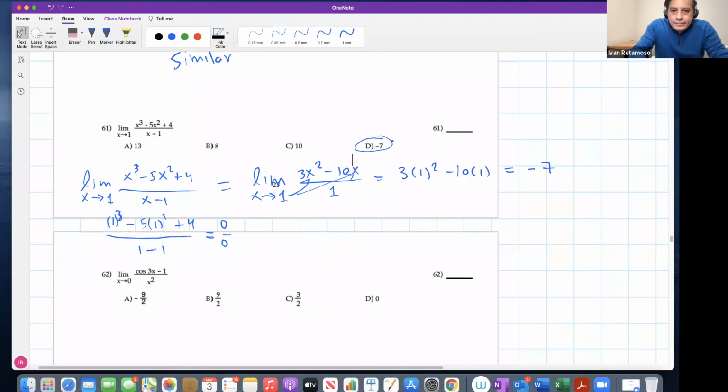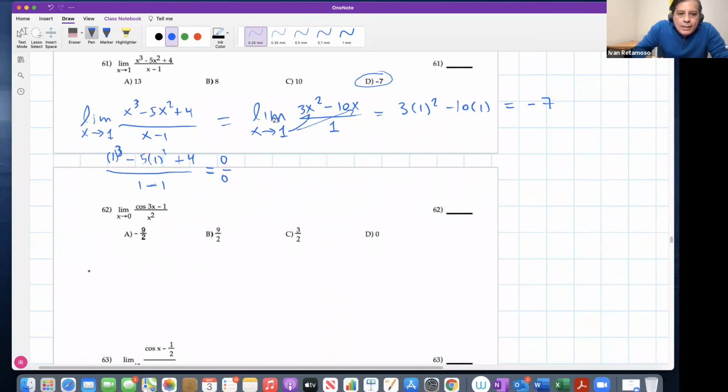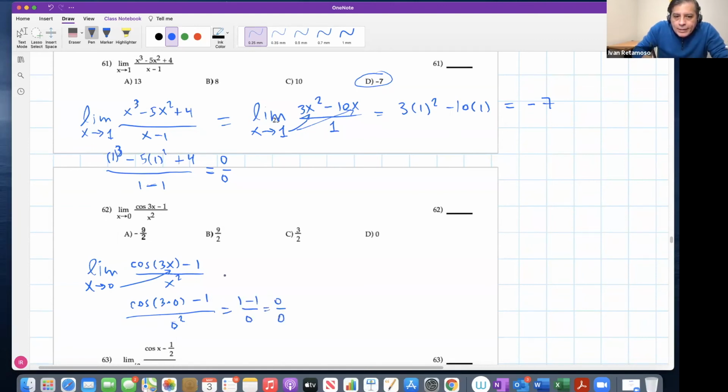Very good. Now, L'Hopital's rule can be applied not only to rational functions, but also to functions that contain trigonometric functions, such as this, for instance. If you try direct evaluation, you're going to get cosine of 0 minus 1 over 0 squared. But cosine of 0 is 1. So you get 1 minus 1 on the top, 0 on the bottom, 0 over 0. Which means that you can apply L'Hopital's rule.